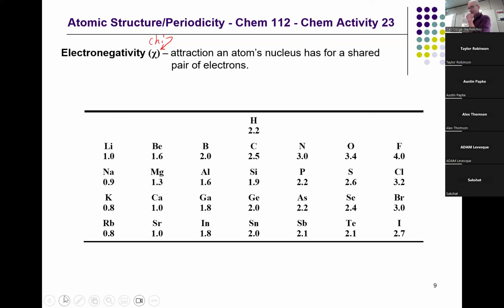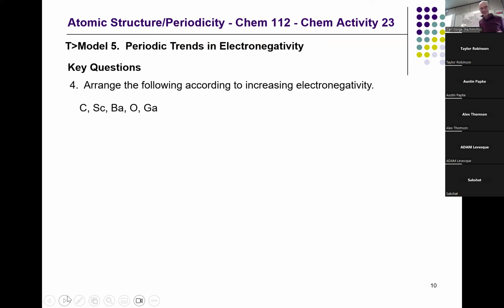In terms of trends, I would also like you to be able to predict the trend. So how about looking at key question number 4, which is found on the next page. That would be on page 135, I think. There we are. No, I lied. 137. Oh, I know. 137 is what I wanted to say.